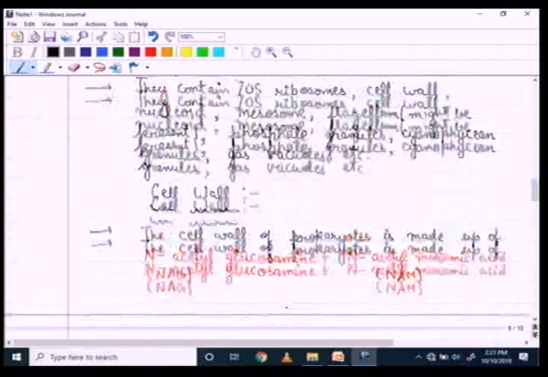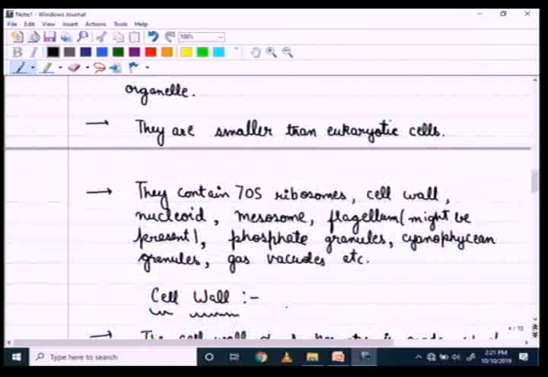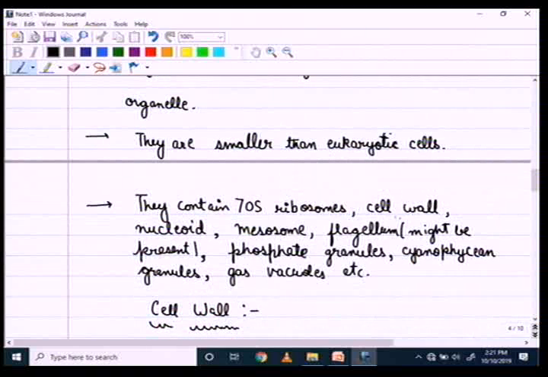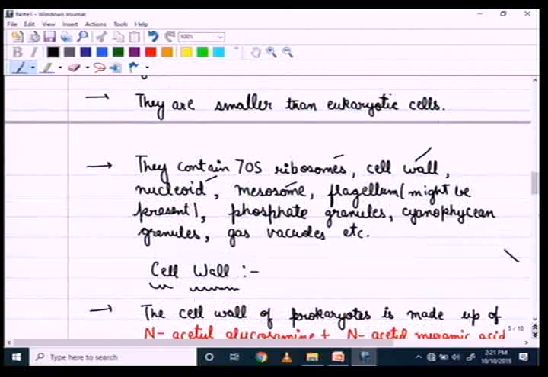Cell wall is done, nucleoid is done, mesosome is done. Now we have to do flagellum and 70S ribosomes. Ribosomes I will cover later, because ribosomes will be covered in eukaryotes also, like cell organelles. Ribosomes are nothing special, I'll write a short note on that. We have to do flagellum and granules, and then we will move on to the eukaryotic cell.